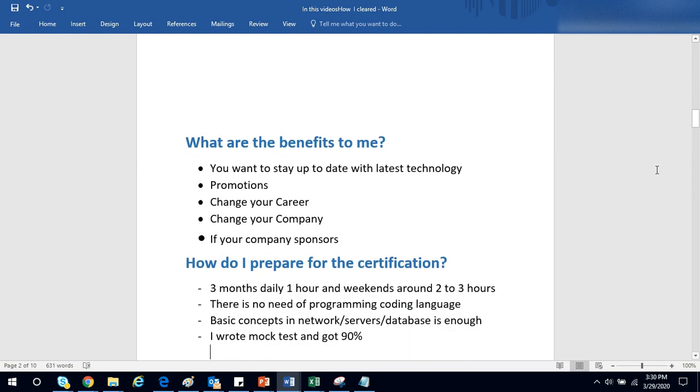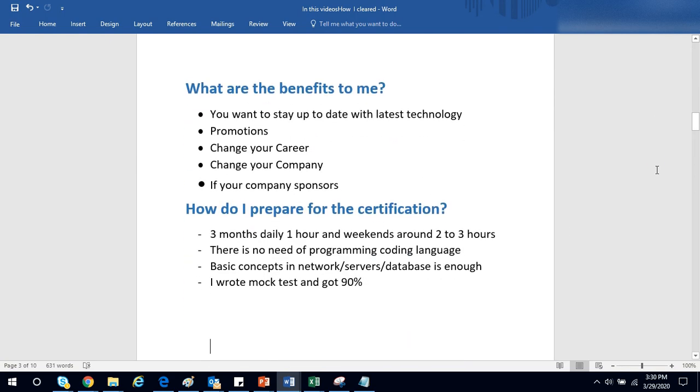What are the various benefits? If you want to stay up to date with the latest technology, or if you are expecting a promotion, or if you want to change your career, or if you want to switch your company, or if your company is sponsoring the examination, then you can do this certification.